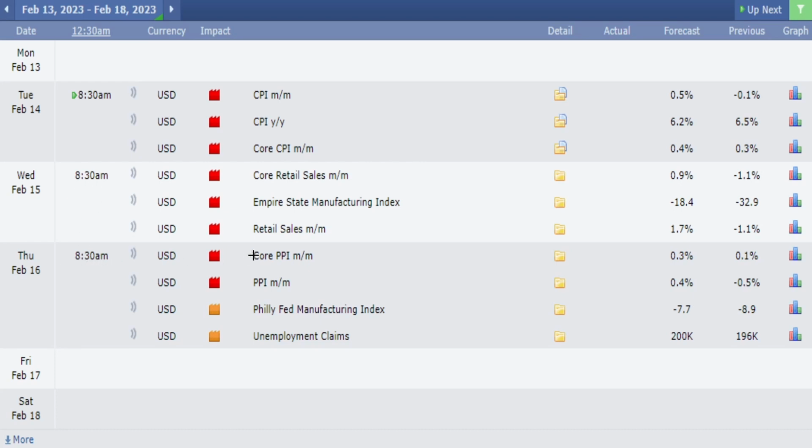Thursday, same thing, core PPI news release. There we could get the run above the buy side liquidity, but of course, you need to use it in context and where we're at in the marketplace right now. On Friday, February the 17th, we also have no major impact news releases, so price could go quiet there and just consolidate going into the close of the week.